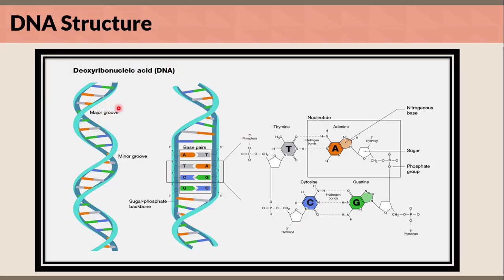DNA structure, as you can see here, deoxyribonucleic acid. Here is the major groove and the minor groove. And here is the sugar phosphate backbone and the base pairs between adenine, thymine, cytosine, guanine. And here's the structure of the nucleotide, for example adenine with its nitrogenous base and the sugar, and here is the phosphate group.